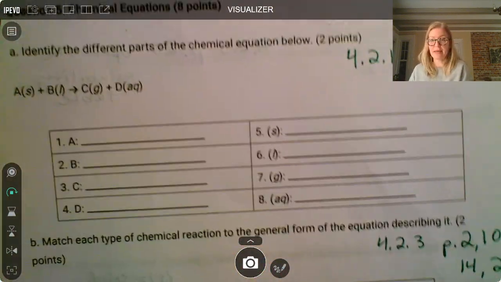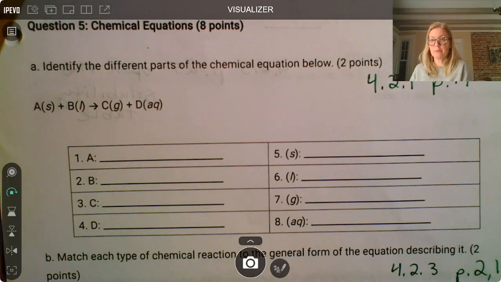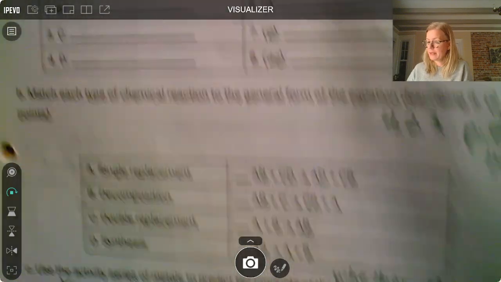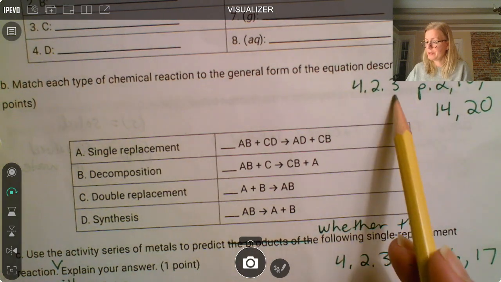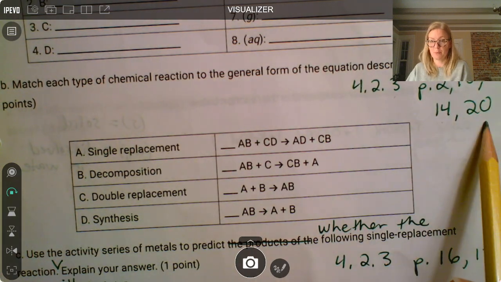For question 5A, look at 4.2.1, page 14. And for B, look at 4.2.3, page 2, 10, 14, and 20.